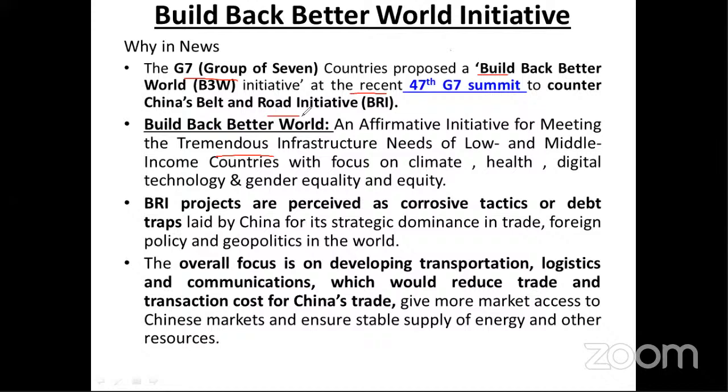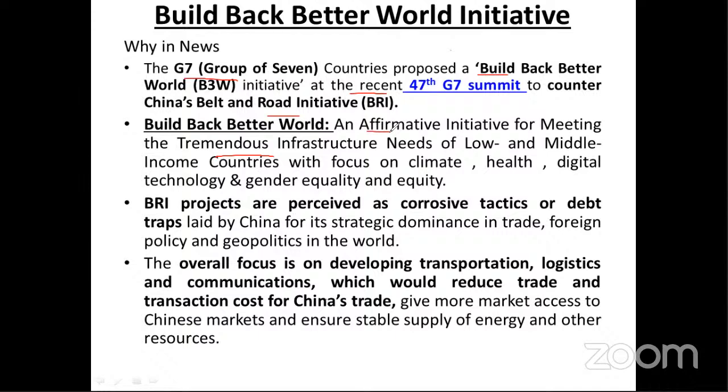So what is the main objective behind starting this initiative? It is an affirmative initiative for meeting the tremendous infrastructure needs of low and middle income countries. Before you understand it, you should know China's Belt and Road Initiative. Its purpose is to develop infrastructure in Asia, Africa, and some parts of Europe. These are the three continents covered by China under the Belt and Road Initiative.